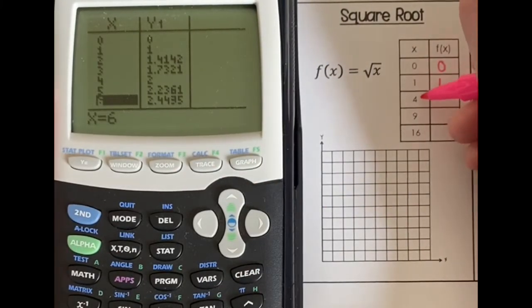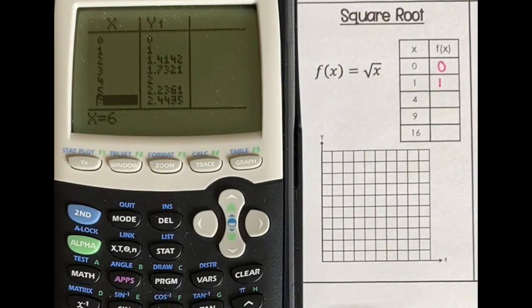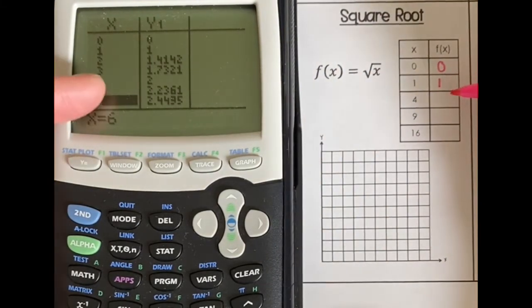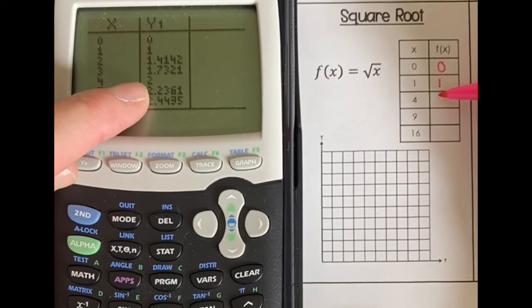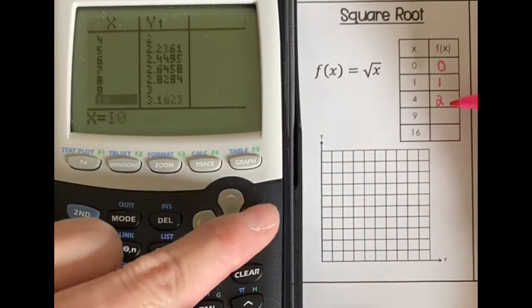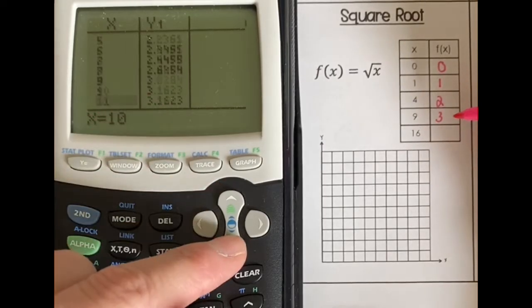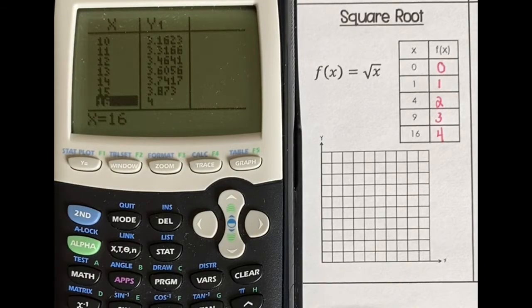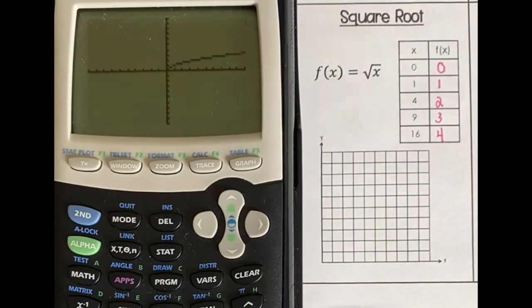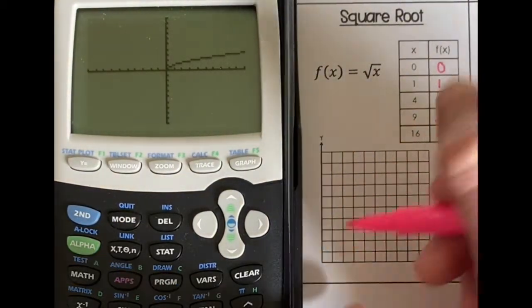And notice it's only giving you perfect squares to take the square root of when we're looking at our table to make it nice and easy to graph. So remember, we only want to graph those nice and easy numbers. And then let's look at what the graph looks like. And it kind of looks like just a little curve slowly going up.